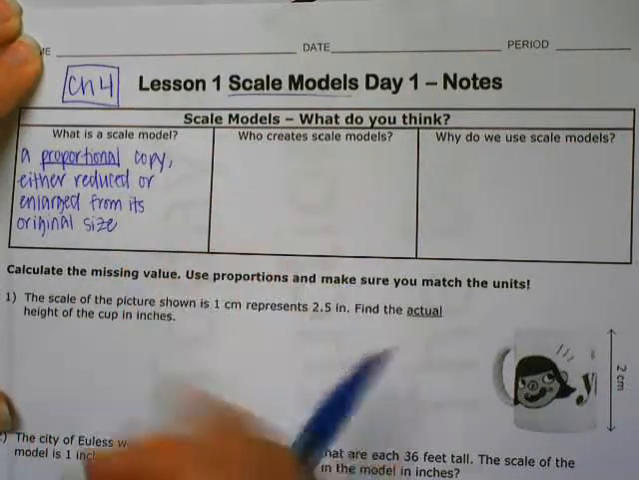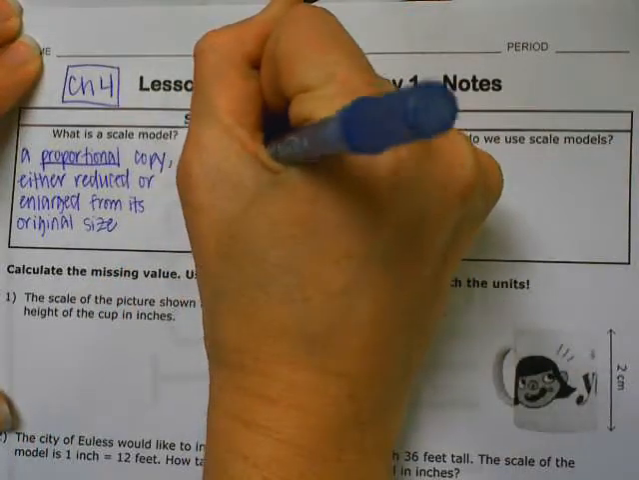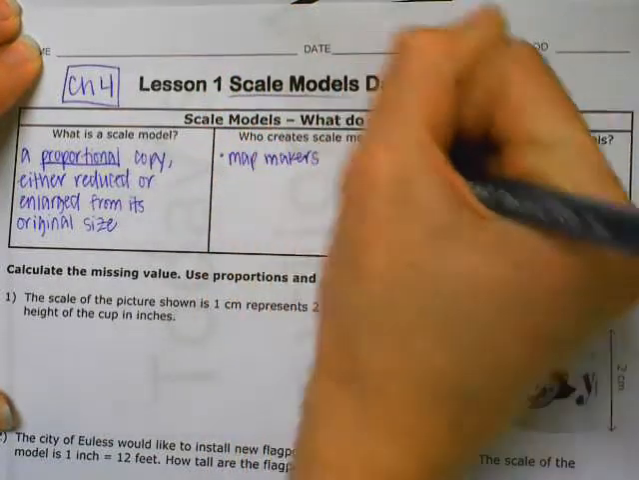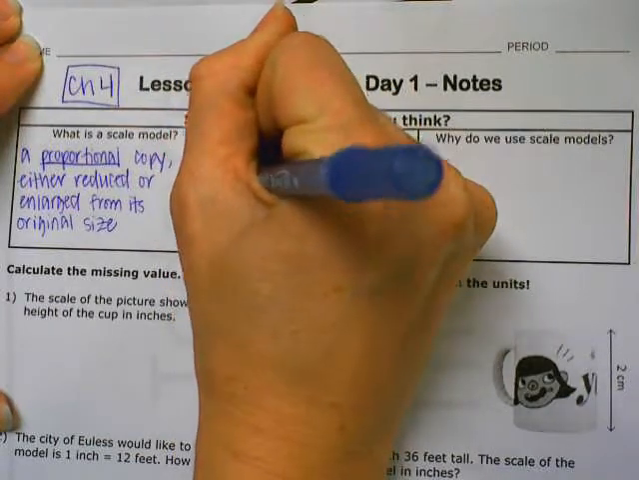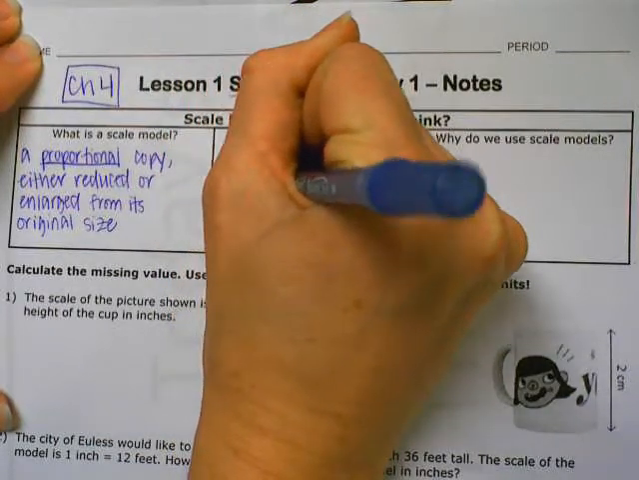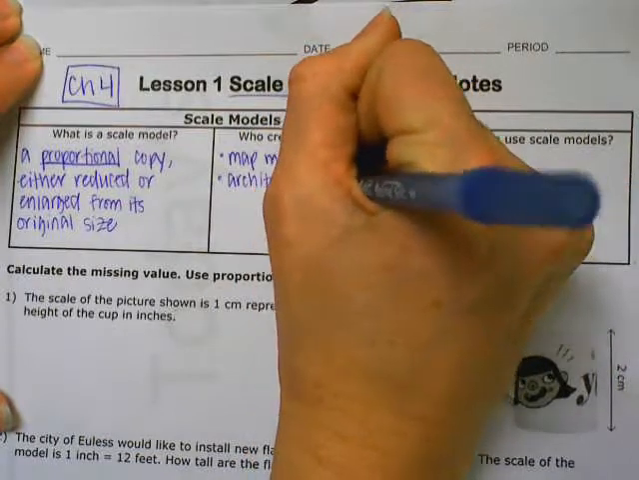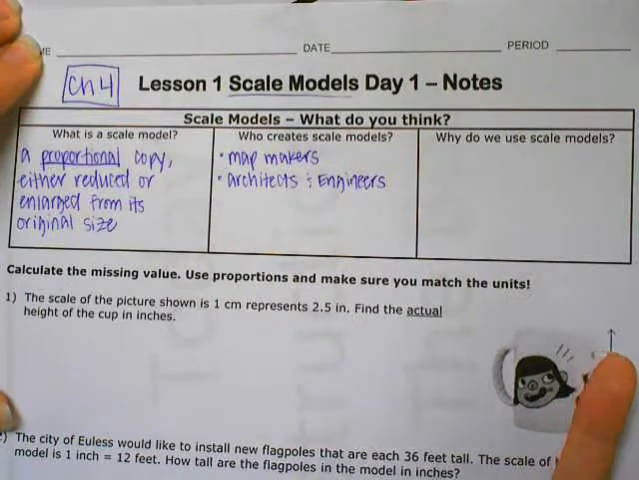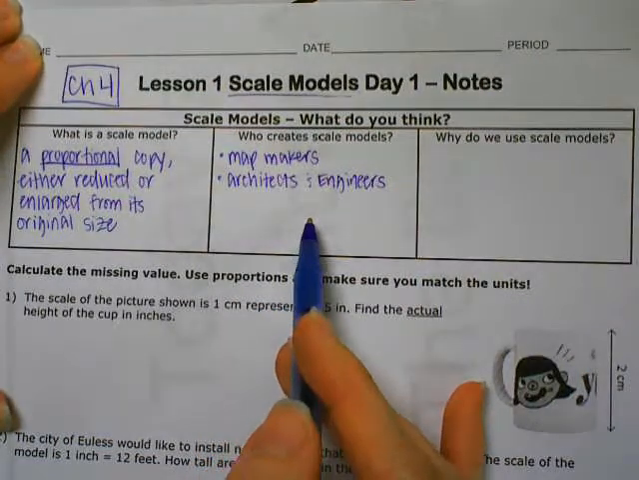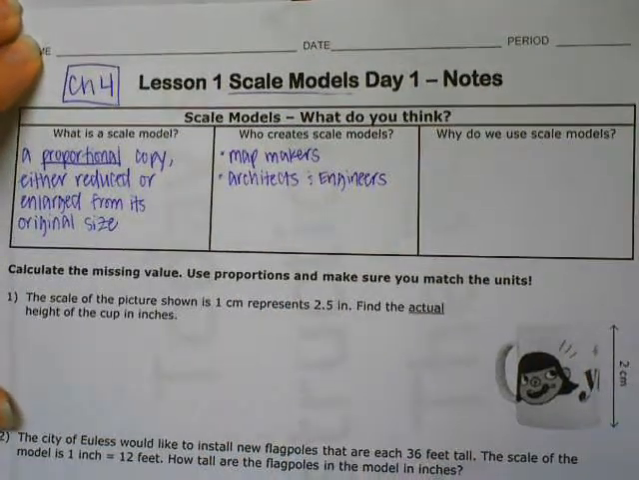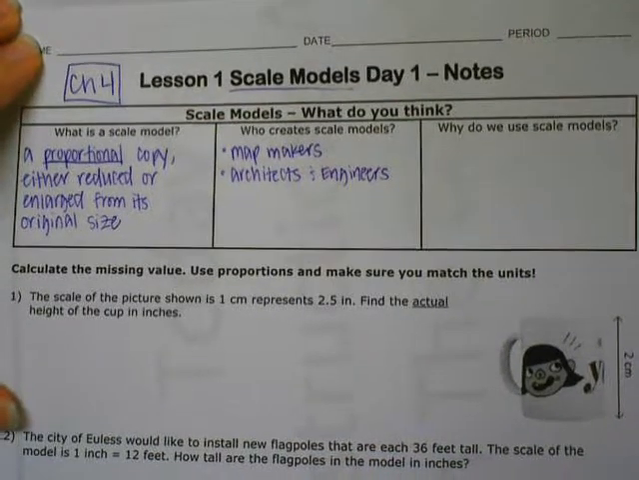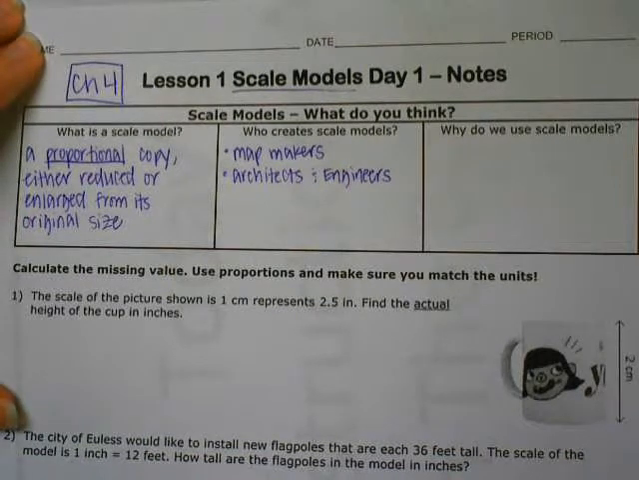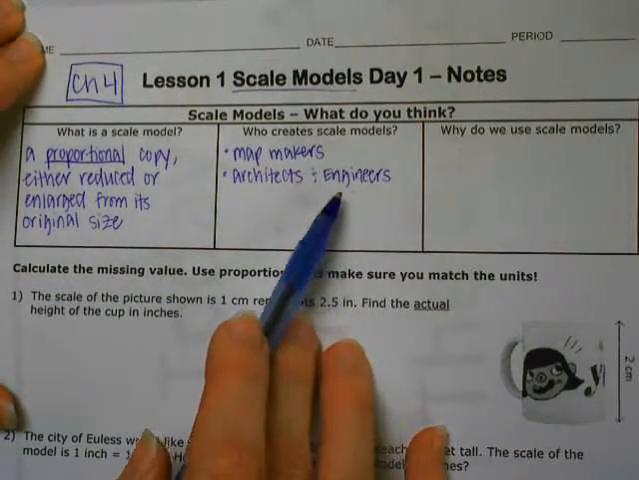So next, to create scale models, we've got map makers. There's just very few examples. Map makers. We've got architects and engineers. Okay, so if a building is going to be built, they're going to make a model first to make sure that it doesn't tip over. They're going to build a model, they're going to put a fan next to it, they're going to spray it with a water hose, they're going to do everything they can to make sure that when they build the real thing, it's not going to fall down.